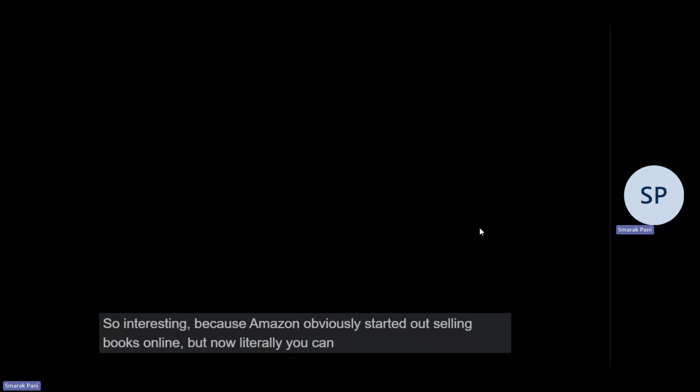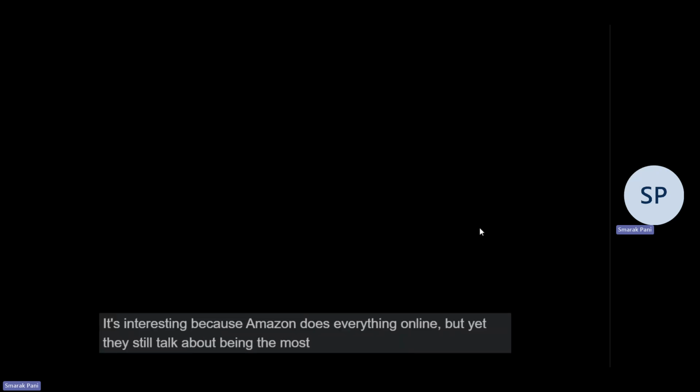Right, so interesting because Amazon obviously started out selling books online, but now you can buy literally anything online, and Amazon is a leader in that area. It's interesting because Amazon does everything online, yet they still talk about being the most customer-centric company. We often think we need physical engagement to be customer-centric, whereas in reality, we don't necessarily need physical engagement. And the technology that Amazon uses in terms of recommendations and the like shows that technology can be used to build customer centricity.